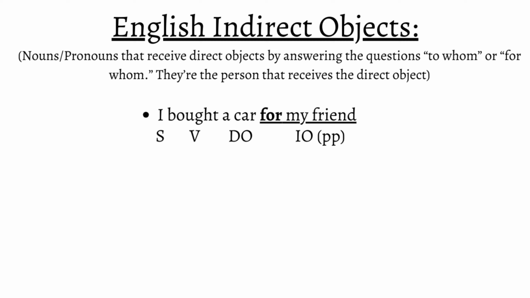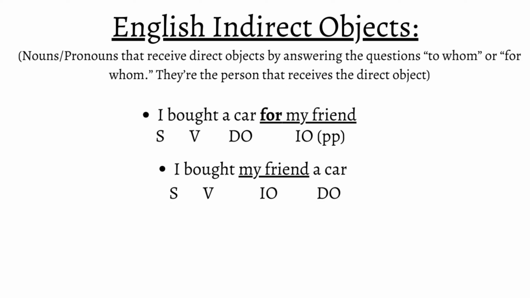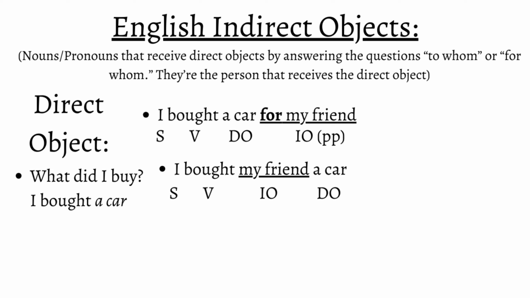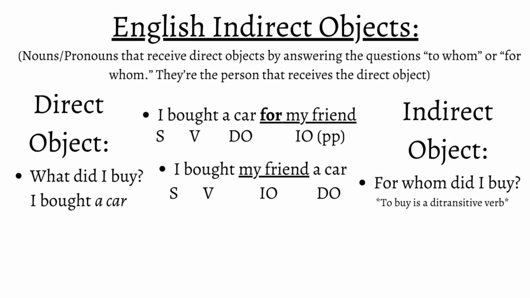We can put the indirect object before the direct object if we decide to not use the preposition for. So, it will look like this. I bought my friend a car. Now, the word order is typical. Subject, verb, indirect object, and direct object. By analyzing both sentences, I bought a car for my friend, I bought my friend a car, the meaning is the same in the two phrases, just in a different order. Both sentences answer what did I buy? I bought a car, signifying that it's a direct object. Both sentences also answer for whom did I buy, because buy is a ditransitive verb.